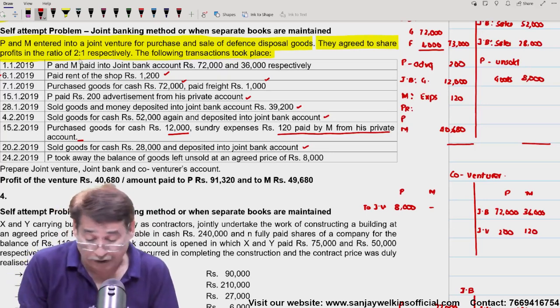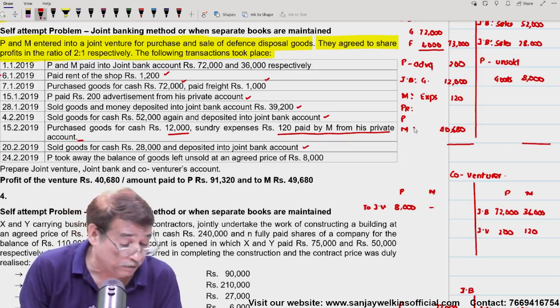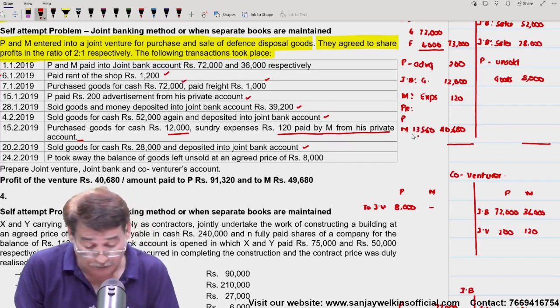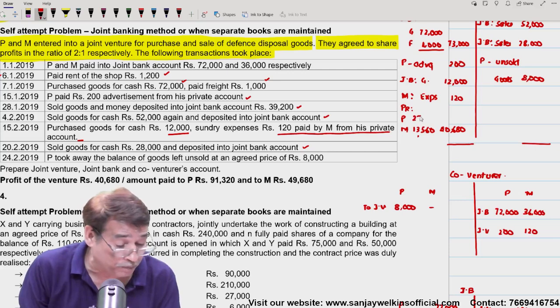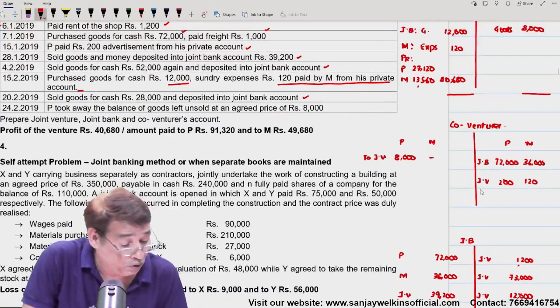So 40,680 divided by 3, 13,560 is the share of M, and into 2 will be the share of Mr. P, 27,120. So this profit will be transferred to co-venture account.